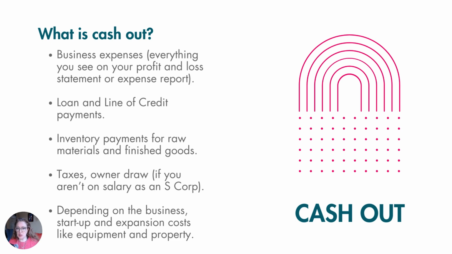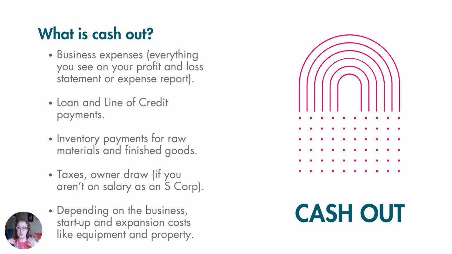Other things that are included in cash out are inventory payments. Inventory is a little bit different than cost of goods sold. I'm going to do a whole other video on cost of goods sold, so that it can make sense to you too. And I'll probably wind up doing an entire video on inventory because inventory is such a key component to the financial health of your business if you run a product-based business.